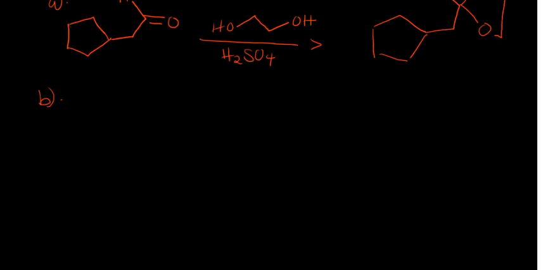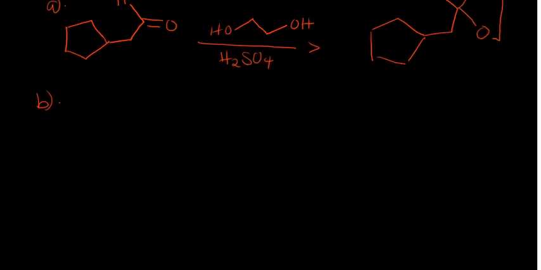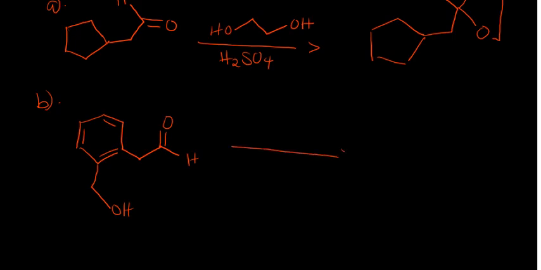Part B is saying, you have a ring structure. It's like this, with an aldehyde and an alcohol here. Then you have a double bond there. This one was only reacted with the sulfuric acid. Maybe we can show the mechanism for this reaction.